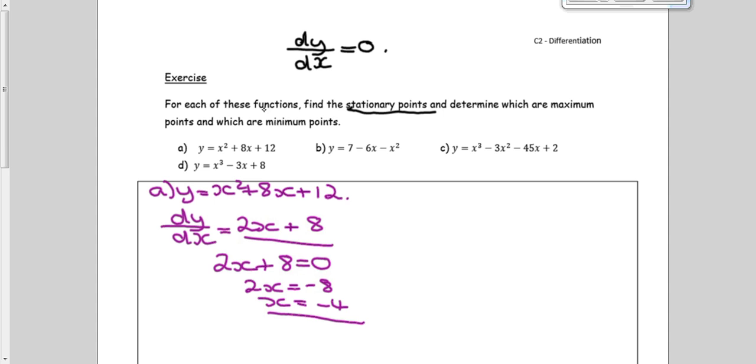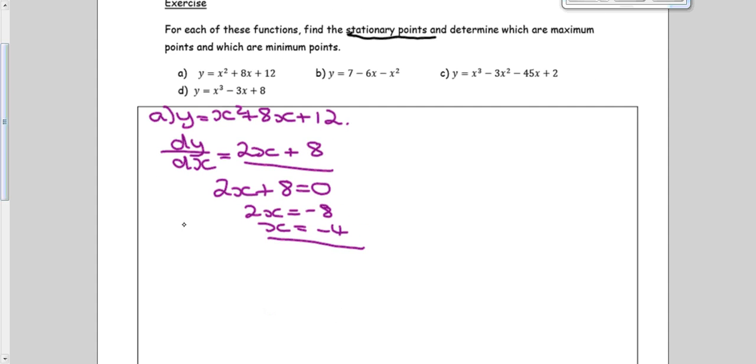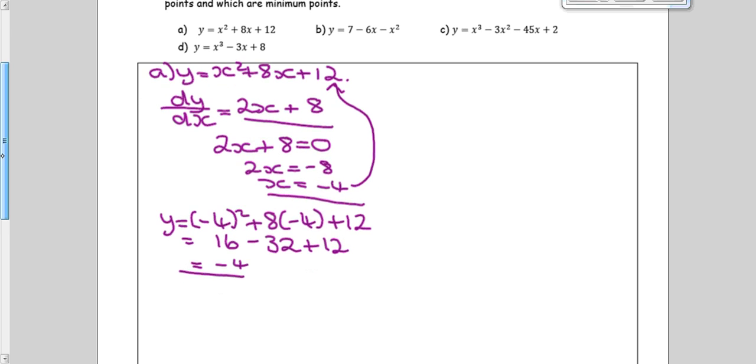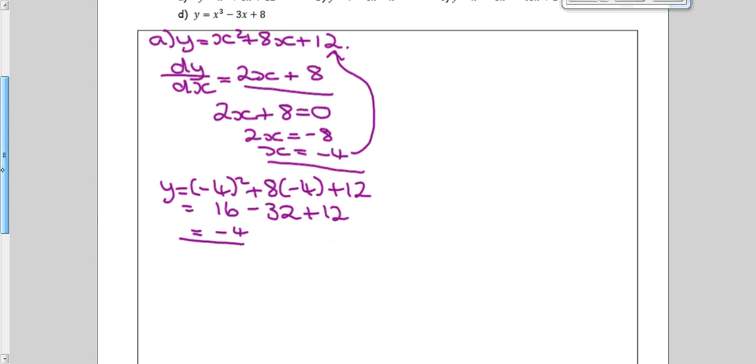Now, because we want the stationary points, that means that we also need to find the y value for this point. So we need to substitute this point back into the original equation to get the y value. So that means that y equals minus 4 squared plus 8 lots of minus 4 plus 12, which is equal to 16 minus 32 plus 12, which gives us a y value of minus 4. So we need to determine whether this point is a maximum or a minimum. So we can do this by testing the gradient at either side of this x value.